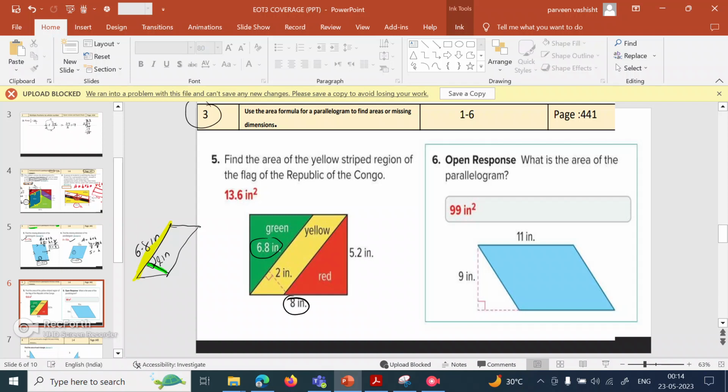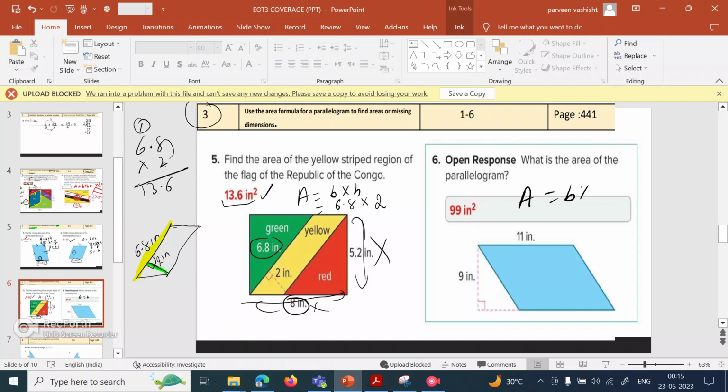6.8 inches. And how much is height given to you? 2 inches. Don't get confused about this 8. This 8 is here. This 5.2 is here. You have nothing to do with these two. I want to find out the area of the parallelogram. So what is the formula? Base into height. How much is the base? 6.8. How much is the height? 2 inches. So if you will multiply these two, 6.8 multiplied by 2, it will become 2 times 8, 16, 1 carry over, 2 times 6, 12 and 1, 13. So 13.6 inches square. I hope you understood it.